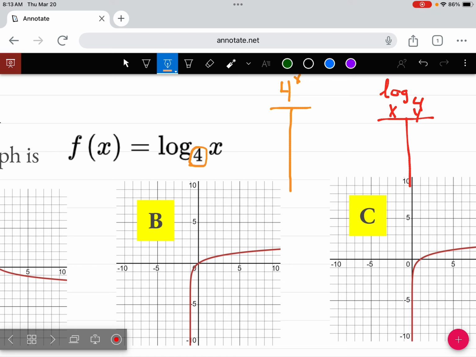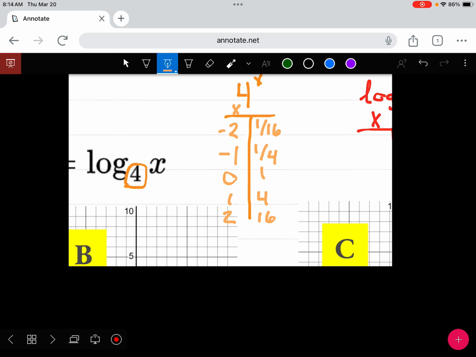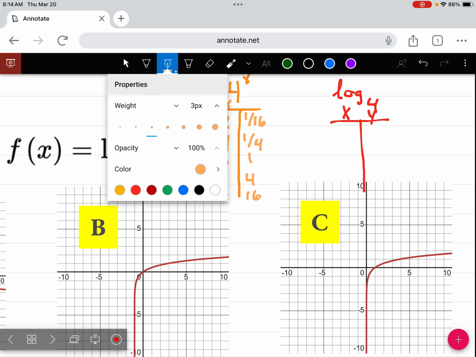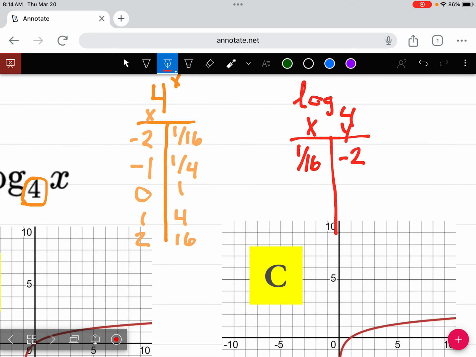So if we're looking at 4 to the x, the x's we normally pick are things like -2, -1, 0, 1, and 2. And if we're looking at 4, we'll have 1/16, 1/4, 1, 4, and 16. So that gives us our exponential, and that leads us to our logarithm, because we know we're going to have our 1/16 at -2, our 1/4 at -1, our 1 at 0.